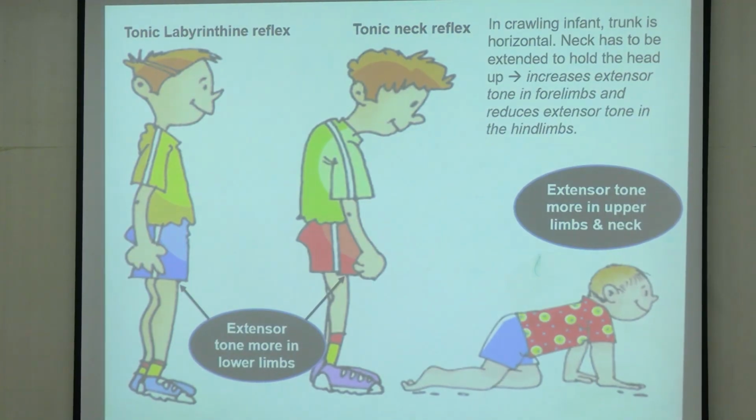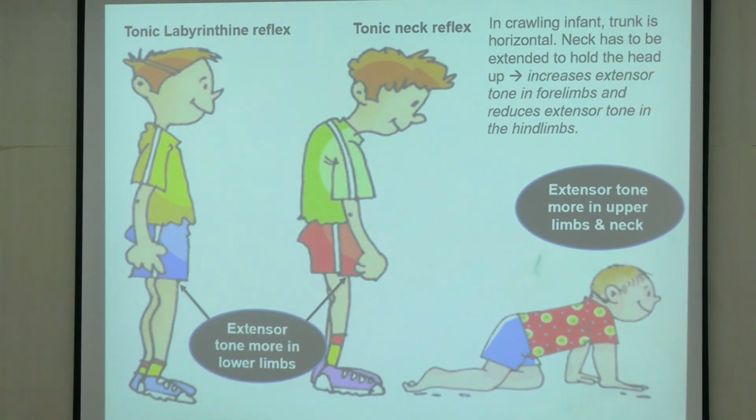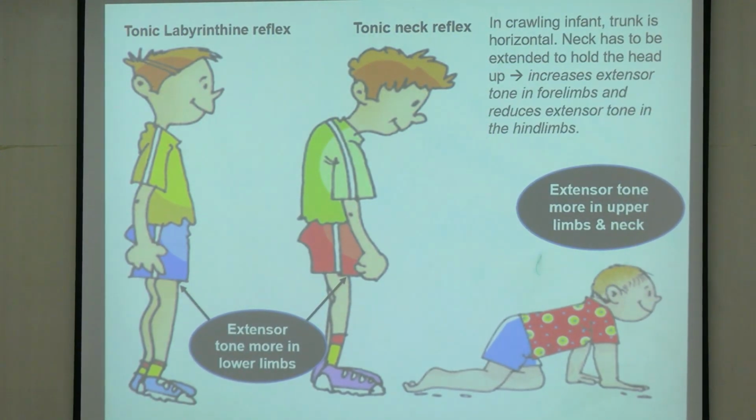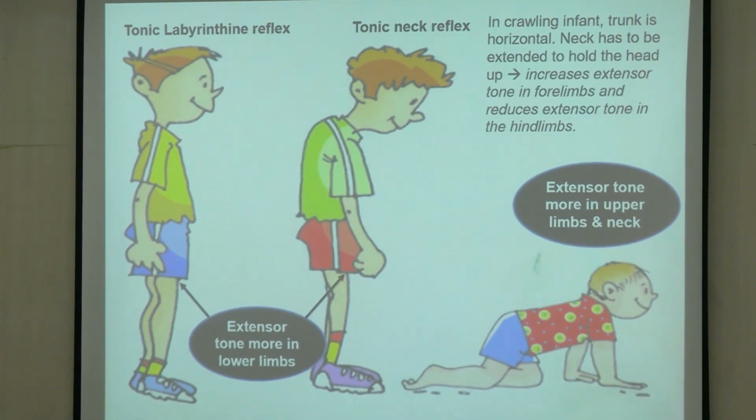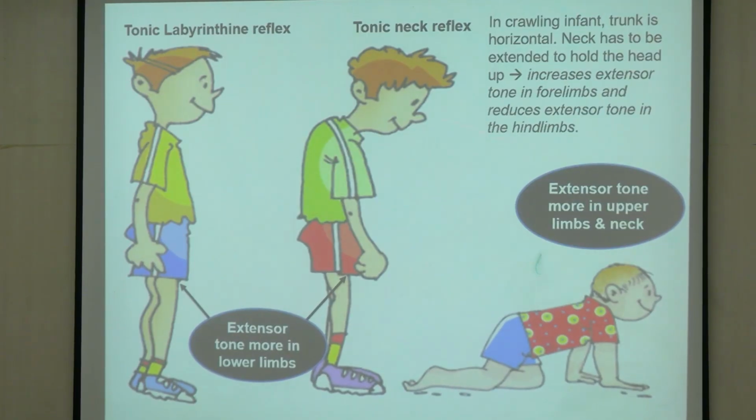What happens when an infant is crawling? Here again, we have a situation where the trunk is at a certain inclination, right? Not in an erect posture. So when an infant is crawling horizontally, what will the infant always do? The infant will try to hold the head up.